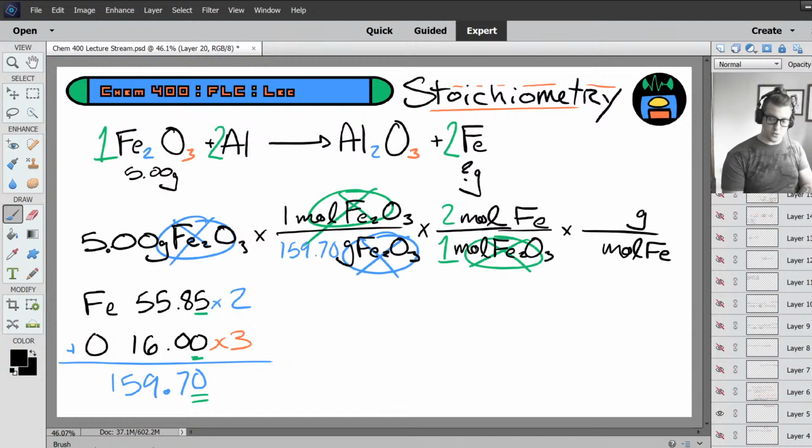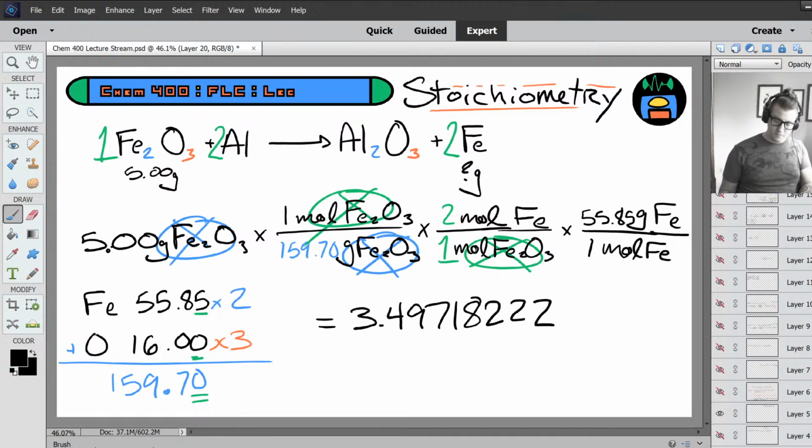of iron to grams of iron, and because this is just iron atoms, we get to use the atomic mass. 55.85 grams of iron are in 1 mole, and now we're ready to crunch our numbers. So 5.00 divided by 159.70 times 2 times 55.85 comes out to be, so this is a long number, 3.49718222. All right, that is the value.